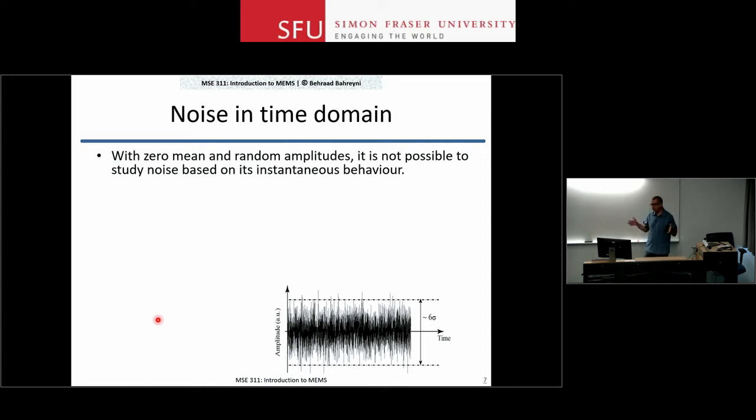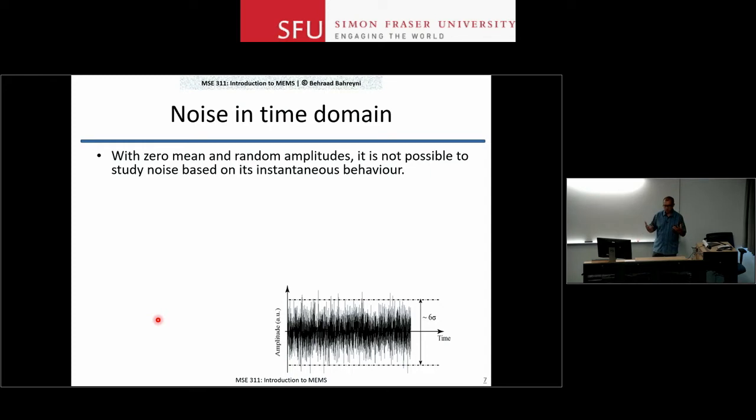There's really no value in knowing that the noise at this point was 1 millivolt. It doesn't help you, because that 1 millivolt of noise at this point doesn't tell you anything about what happens next or what happened before. The next voltage can be minus 10 millivolts, or it could be 2 microvolts, or maybe 0. So the instantaneous value of noise doesn't matter.